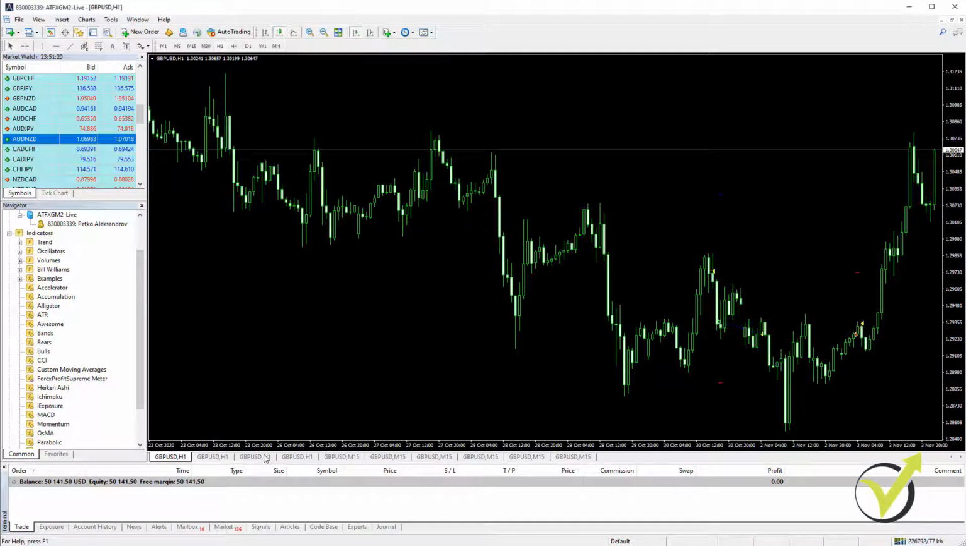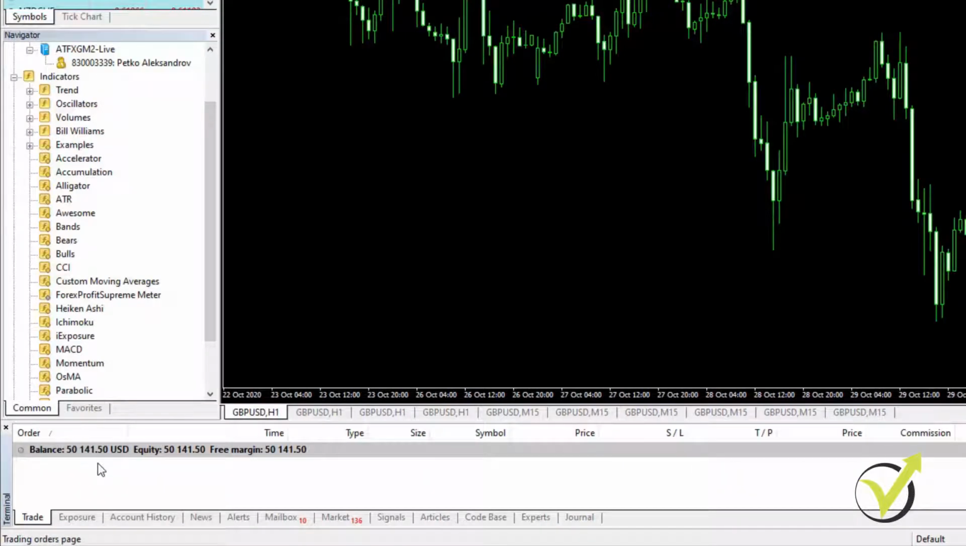So you see that I have prepared 10 charts for the pound dollar. Of course I will change the time frames, and at the current moment I have a balance of $50,141.50.